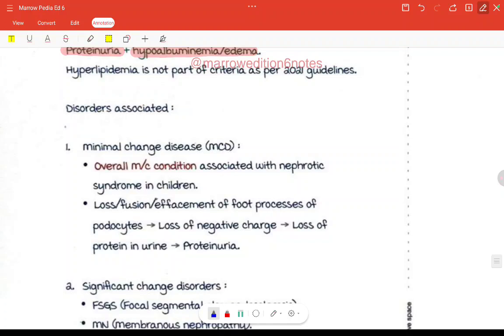Now the disorders associated with nephrotic syndrome. First is the minimal change disease. Overall, the most common condition associated with the nephrotic syndrome in children is the minimal change disease. What happens in minimal change disease is effacement of the foot processes of the podocytes, which leads to loss of negative charge, and this leads to loss of protein in the urine. Protein and negative charge repel each other, so it is not normally filtered in the urine. But if there is loss of negative charge, protein will be filtered in the urine, resulting in proteinuria.